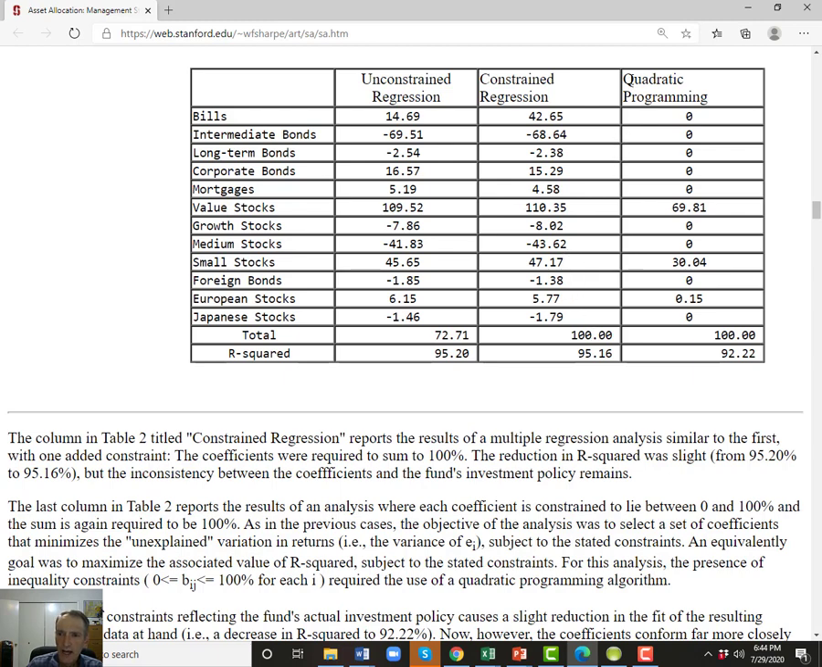And so he did one last constraint: add up to 100%, and no negative allocations. And when he did that, he got an R-squared of 92%. So it dropped. It wasn't as good as the 95, but still pretty good.